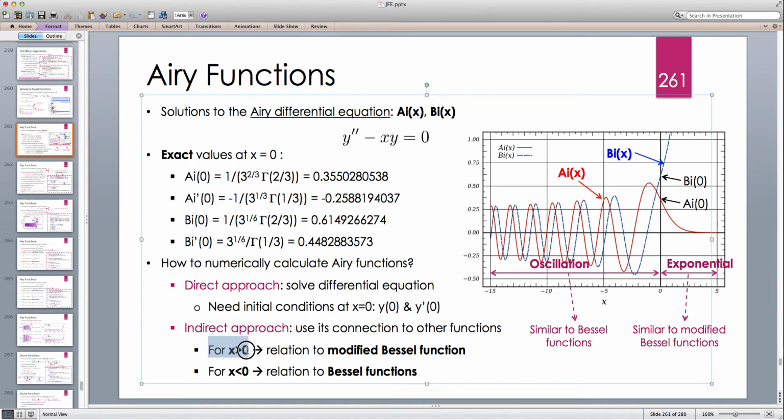So for positive x, the behavior of the Airy functions is exponential, growth and decay, so they are related to the modified Bessel function. For x negative, the behavior is oscillatory, so they are related to the ordinary Bessel functions. All right.